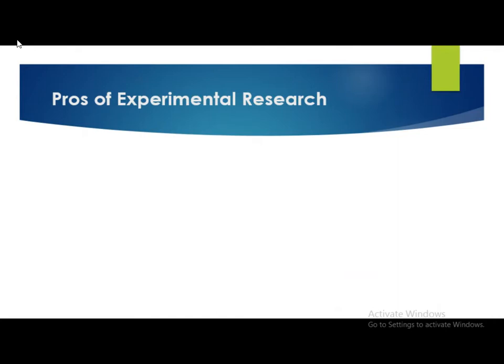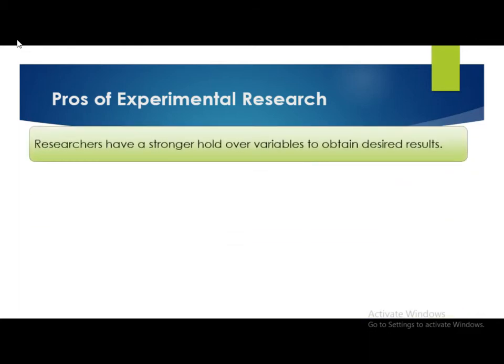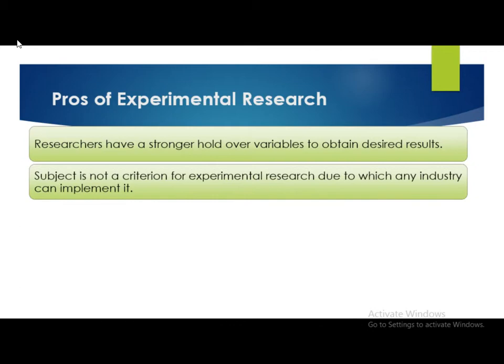Now we will understand various pros, that is, advantages of experimental research. Researchers have a strong hold over the variables to obtain the desired results. Subject or industry is not a criterion for experimental research, due to which any industry can implement it for research purposes.